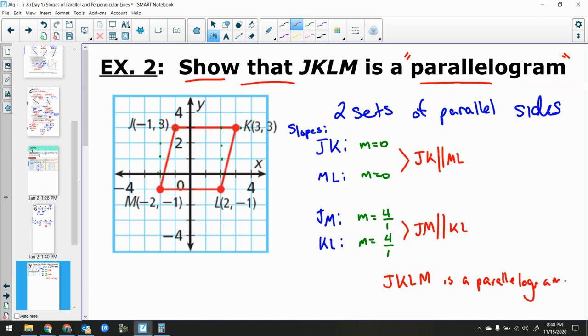Okay, again, whenever you're showing that, it says show that. That means that there's not going to be an answer blank. The work is going to be the answer. What did I need to see? I needed to see two sets of parallel sides. So I need you to show me two sets of lines with the same slopes. I showed one set of lines that had a slope of 0. I had another set of lines that had a slope of 4. So therefore, I said that JK is indeed parallel to ML, and JM is indeed parallel to KL, which means that it's a parallelogram.